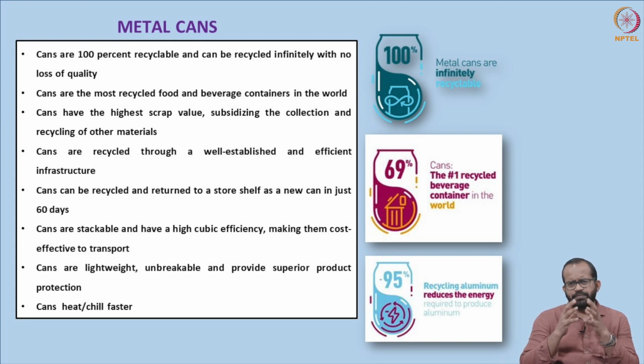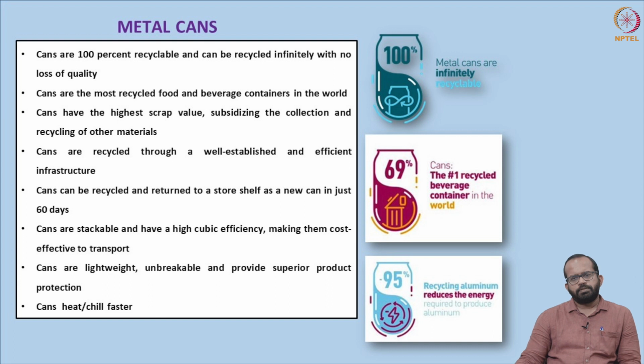If you consider some general facts that we already discussed, 100% of metal cans are infinitely recyclable. That is one of the key features. And cans are the number one recycled beverage container in the world, because 69% of beverage containers are recycled. That is one of the higher points. And especially 95% of aluminum cans are recyclable. So we need not produce more aluminum cans, because 95% of the cans are coming back as new containers. That also reduces the stress on the manufacturing industry.